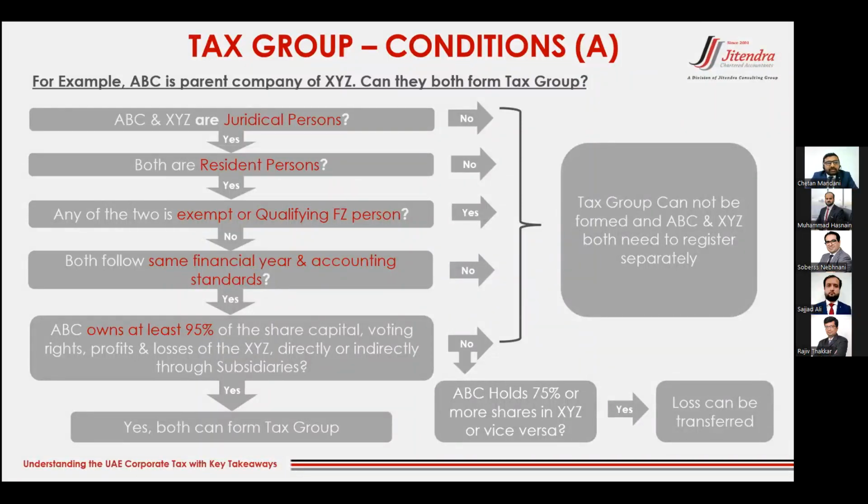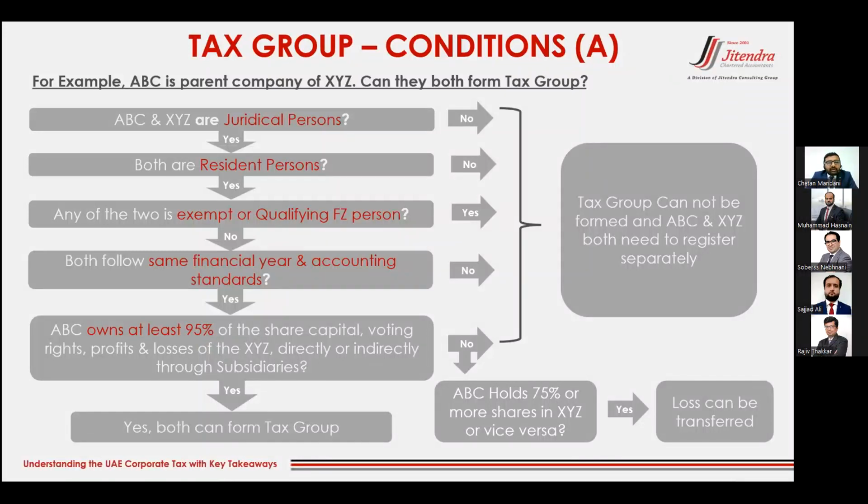The third condition is that neither the parent company nor the subsidiary should be exempt or qualifying free zone person. So the qualifying free zone person we will understand in the next slide. So if yes, both the companies are non-exempt or non-qualifying free zone, we need to check the another condition, whether both the companies are following the same financial year and accounting standards. If yes, then whether ABC, being the parent company of the XYZ, holds at least 95% of the share capital, voting rights, or profit and loss of the XYZ, either directly or indirectly through any other subsidiary. If yes, they can form a tax group. If no, they cannot form a tax group.